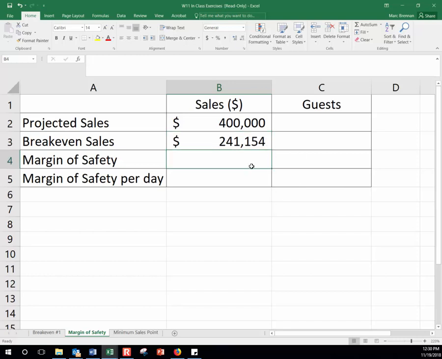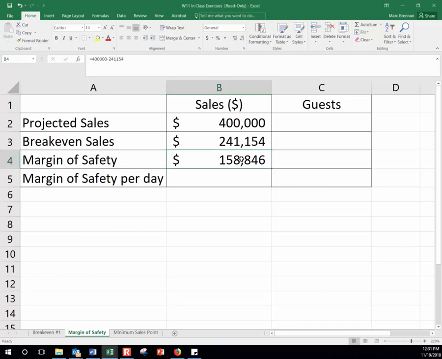Okay. So our margin of safety is going to be the difference between our projected sales and our break-even sales. So in this case, 400,000 minus what our break-even point is in revenue. Okay. So if we take a look at this, this means that we have $158,846. It's kind of a safety net. It's kind of where we can just be a bit safer about everything.